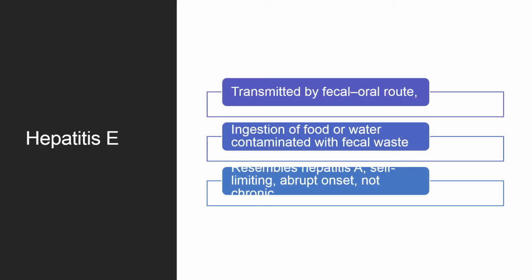Hepatitis E. This is transmitted by the fecal oral route, caused by ingestion of food or water contaminated with fecal waste. It resembles hepatitis A in that it has an abrupt onset. It is self-limiting, and it is not chronic. Self-limiting means that it will resolve on its own. Hepatitis E has an incubation period of 15 to 65 days.